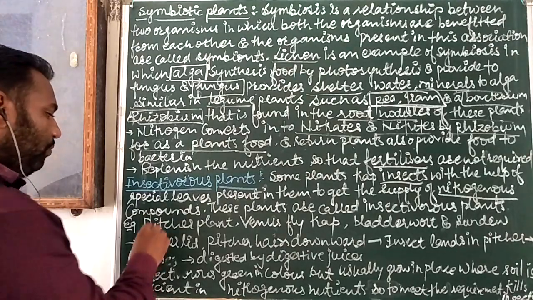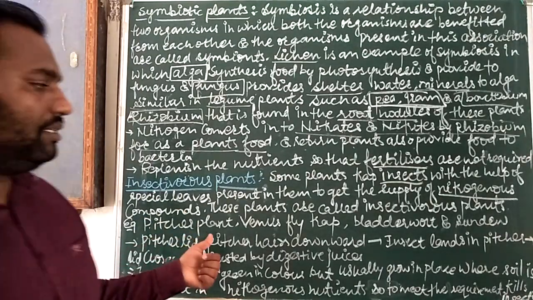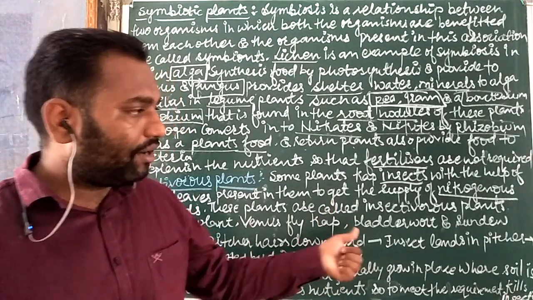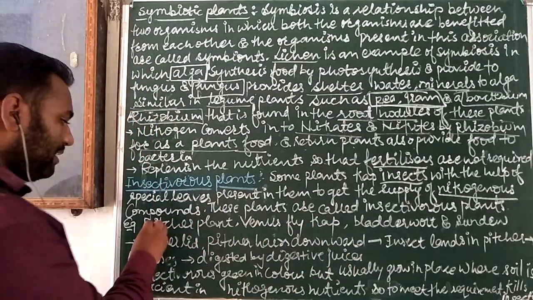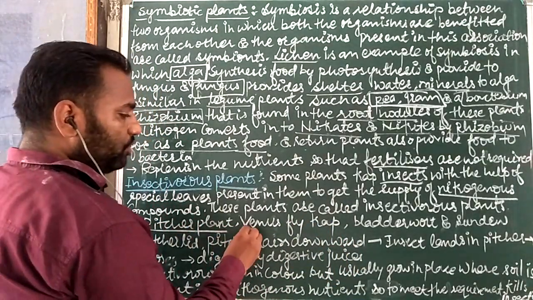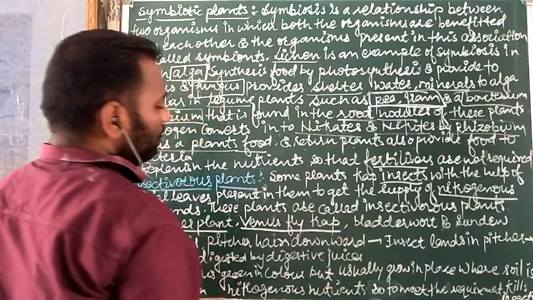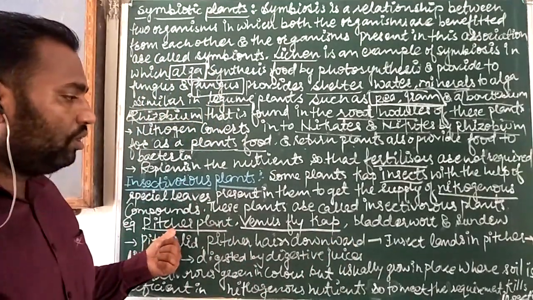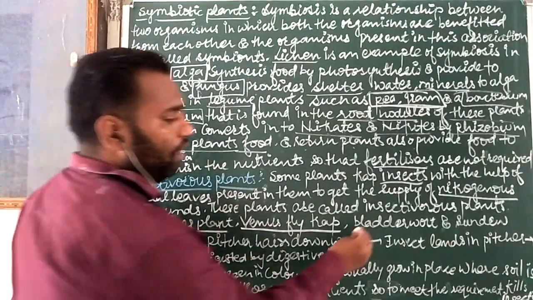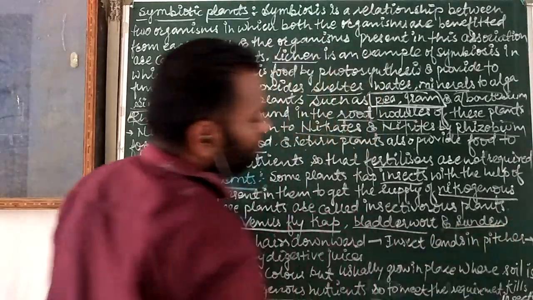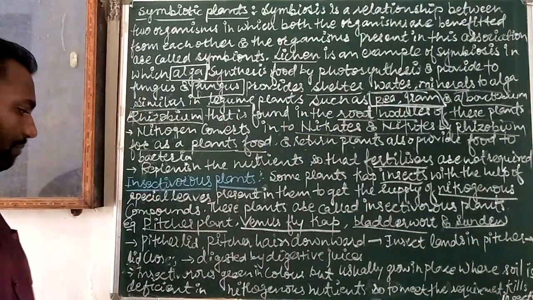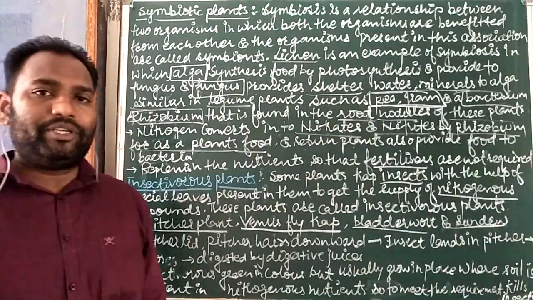Okay. So what are the examples? Pitcher plant, Venus flytrap, bladderwort, and sundew. So these are the examples. This is also your question. Okay. Answer: pitcher plant, Venus flytrap, bladderwort and sundew. Okay. Next, how does the pitcher plant work?